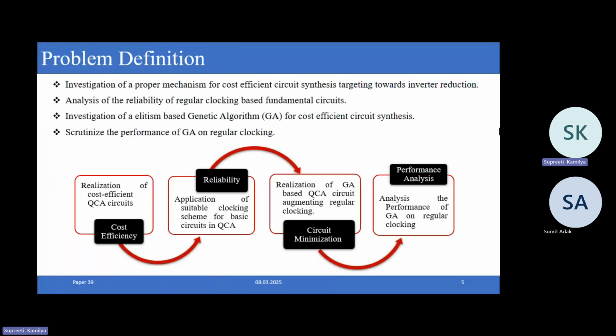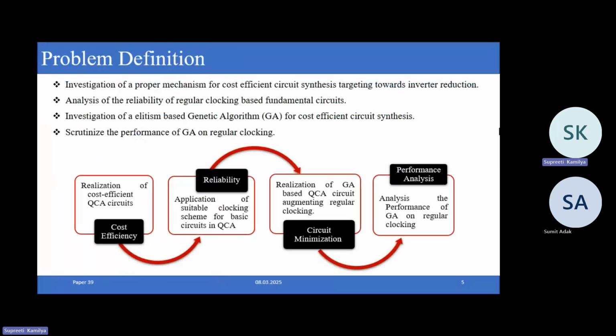The second one is that in digital circuits many circuits are very important, like multiplexer, adder, latch, flip flop. But in case of research in QCA, many structures are realized for these circuits, but none of them investigated which clocking scheme is suitable for these digital circuits. But we know that clocking plays a very important role in realization of any QCA circuit, but this one is missing. So that's why the second point is the analysis of reliable regular clocking based fundamental circuits.